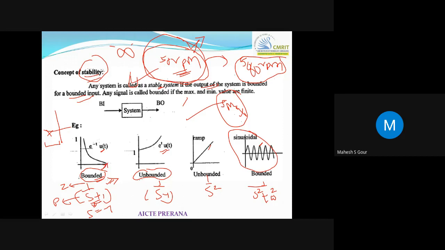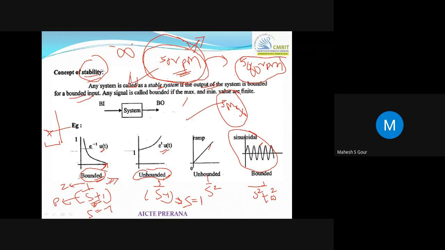So it is stable. Similarly, when I take the second example, e power plus t, the Laplace transform is 1 by s minus 1. Okay, and one more thing. See, if you take one or two sheets for solving the problem, it will be helpful for you. Okay, so the Laplace transform of e power t is 1 by s minus 1. So if I take the root of this, s is equal to 1 is the root for this transfer function.